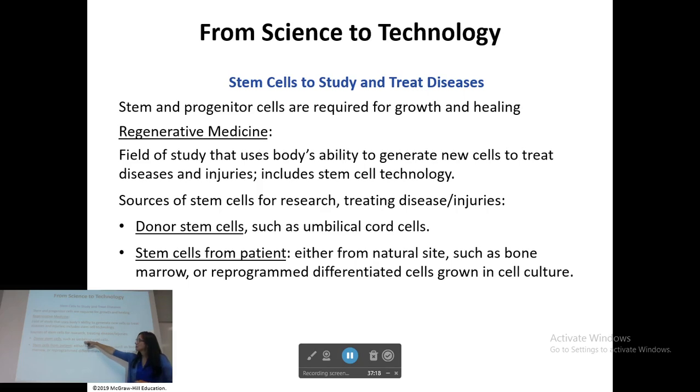So the sources are donor stem cells, umbilical cord cells, or stem cells from the patient, either from a natural site such as bone marrow, because you have cells in there that are continually dividing to produce blood cells, or programmed differentiated cells grown in a cell culture. Okay, so that's another way that stem cells can be produced, by stimulating their genetics to continue to divide and to produce certain products.